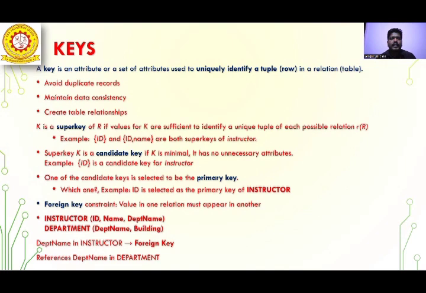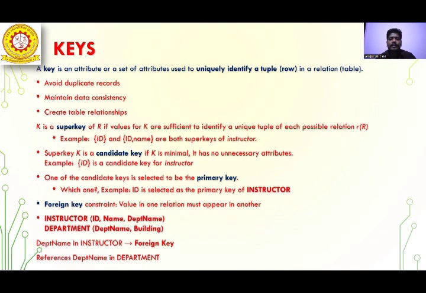The second one is the candidate key. It is the minimal super key. So it contains no extra attributes. For example, here the ID is the candidate key. The ID comma name has an extra attribute, which is not allowed in a candidate key. Remember, a key is used to uniquely identify a particular tuple in the table.